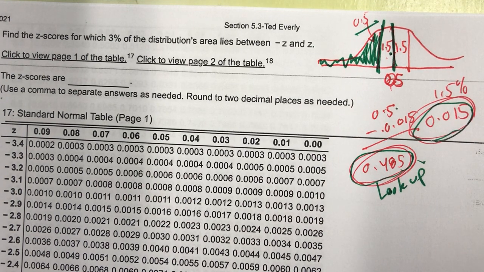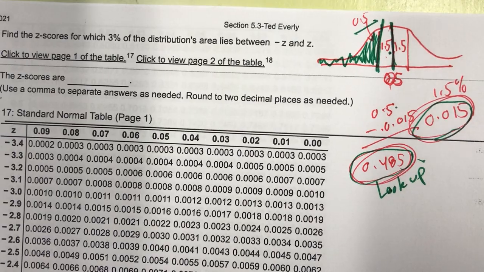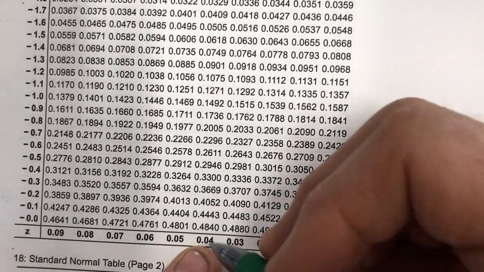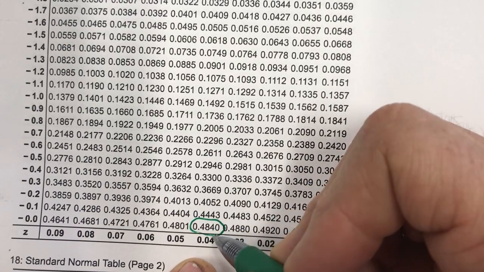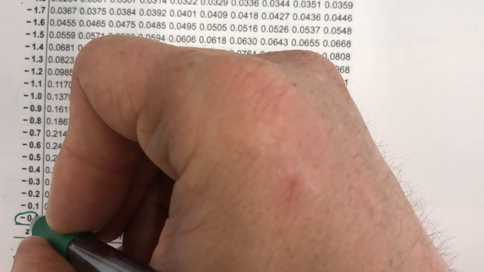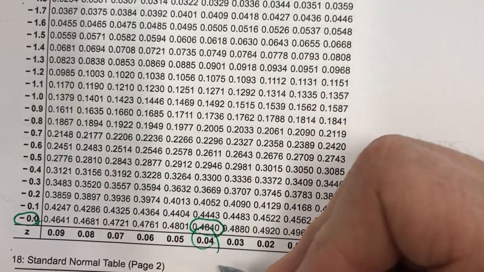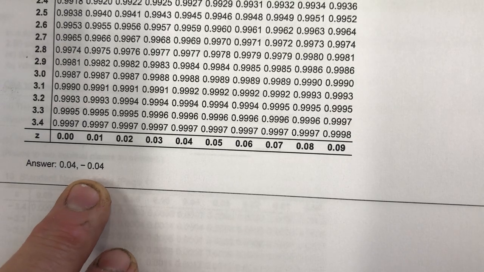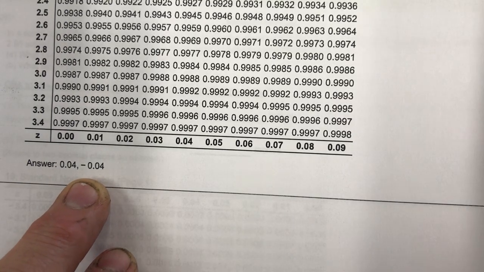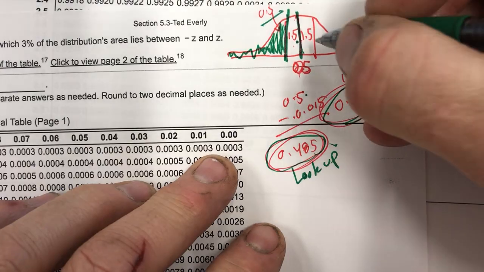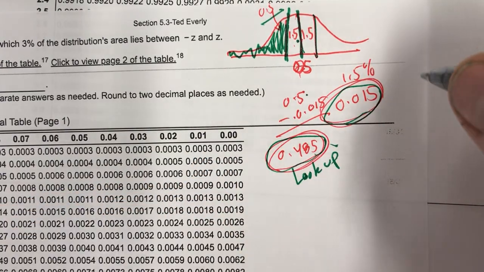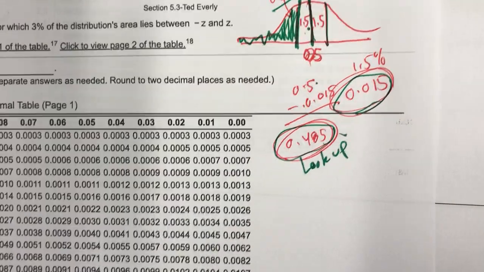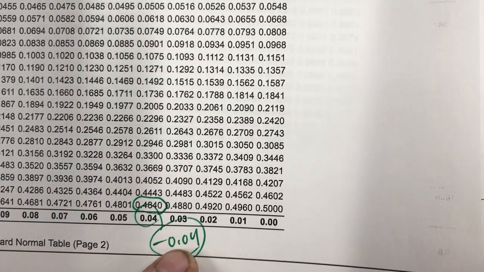All right, so 0.485. Okay, 0.484 right here is pretty close. So this looks like negative 0.04. Which I think we got it right there. And usually, like I said before, when it's between a certain value on both sides, it's going to be positive, negative. So negative 0.04 and positive 0.04.